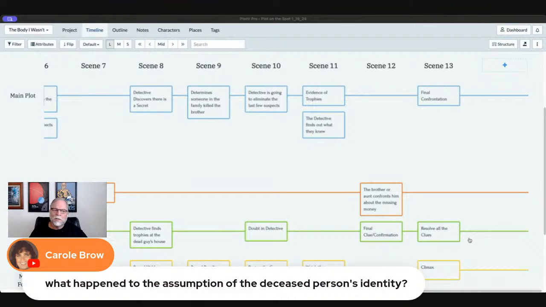What happened to the assumption of the deceased person's identity? We eliminated that, Carol, because it didn't make sense. As we moved along in our plot, that didn't make sense anymore. So we eliminated that. There's ways you could bring it back.